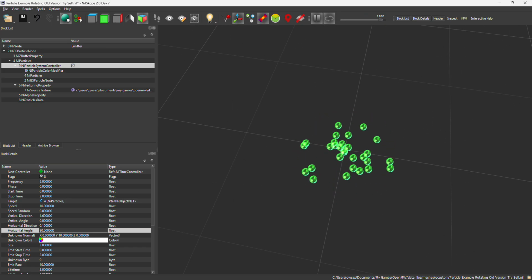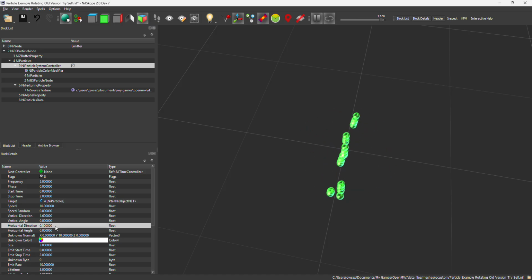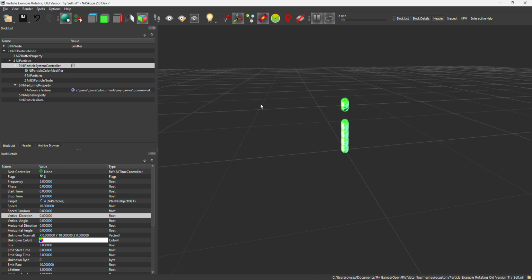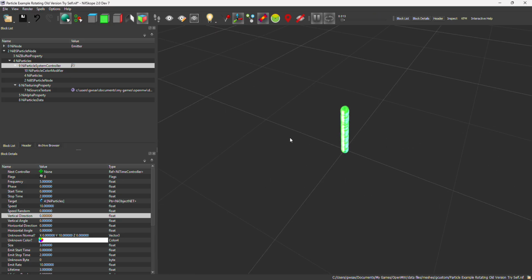Anyways, hopefully that helped, and I'm going to do a tutorial on patterning in my next video. So that should help a little bit if you're having any issues with directions or angles.